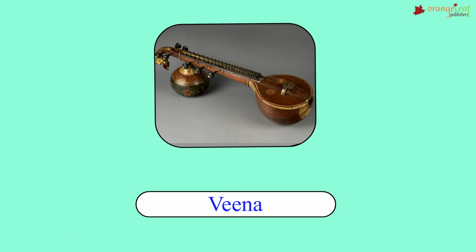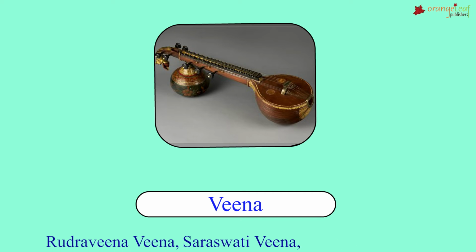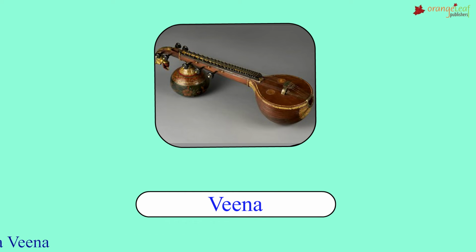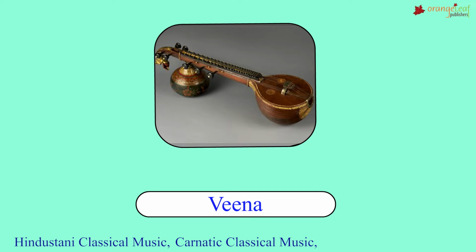The second instrument is Veena. The Veena, an ancient musical instrument, evolved into many variations such as lutes, zithers and harps. There are many regional designs which have different names such as Rudra Veena, Saraswati Veena and Vichitra Veena. This is used in Hindustani classical music, Carnatic classical music and Indian classical music.